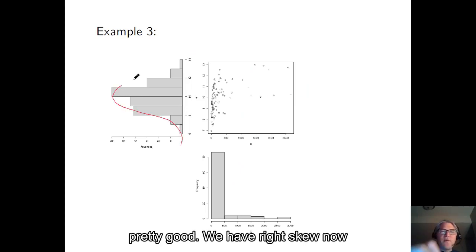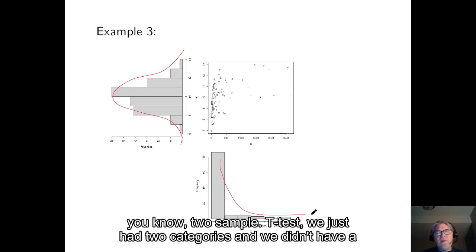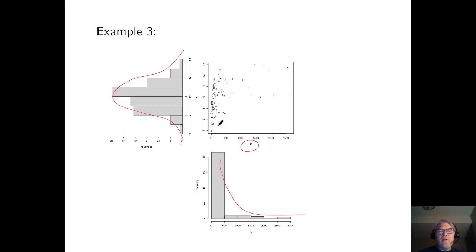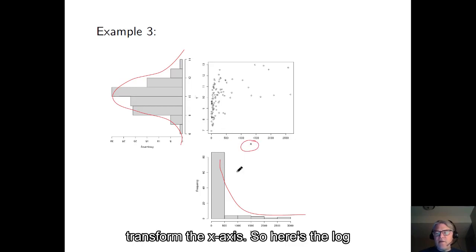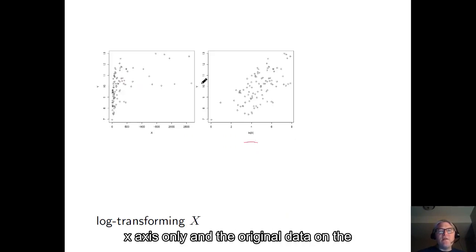The y-axis looks pretty good, but we have right skew now on the x-axis. Well, you can transform the x-axis. We didn't do that before when we were looking at the two-sample t-test. We just had two categories then. We didn't have a numerical variable on the x-axis, but there's no reason you can't transform the x-axis. So here's the log transformation applied to the x-axis only and the original data on the y.